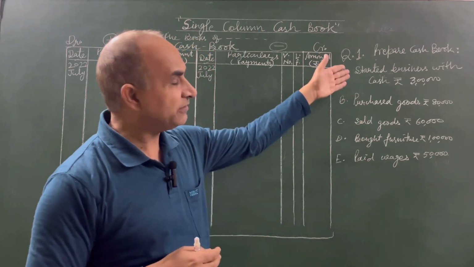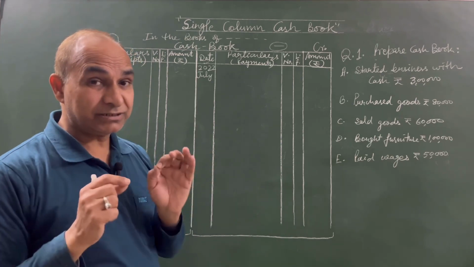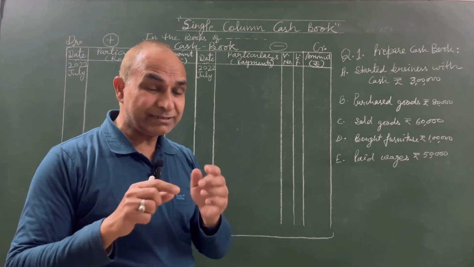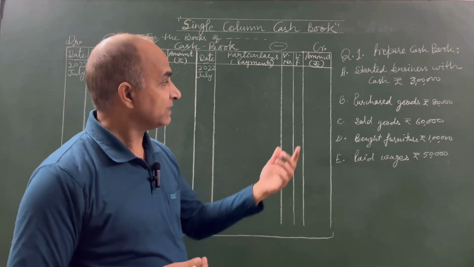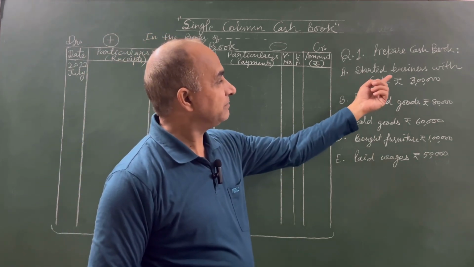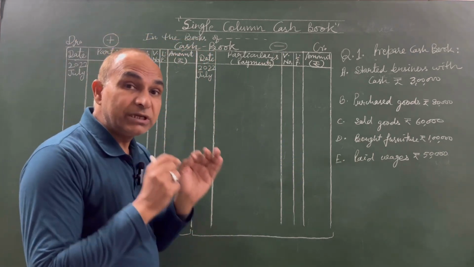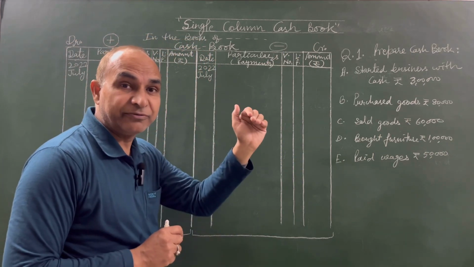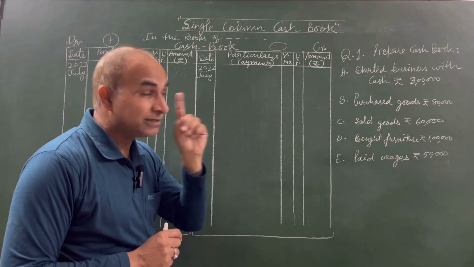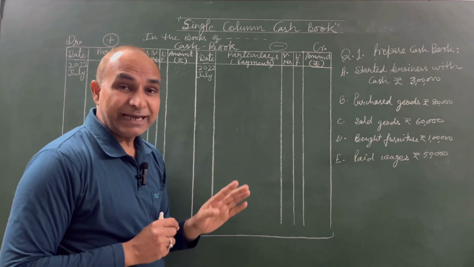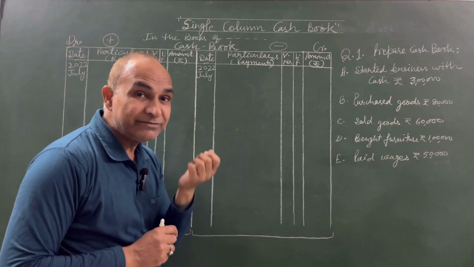I have taken only 5 transactions here, and we will record that here. The first transaction, and simultaneously you can also draw the cash book and attempt this question along with me. The first one is started business with cash. See this. You have to think from the business point of view, not from the owner's point of view. Remember this in mind. Started business with cash. Who started? Businessman started the business. So business is receiving cash.